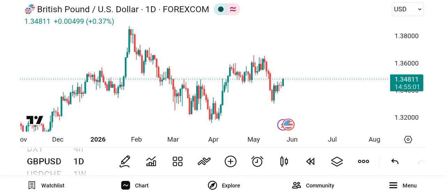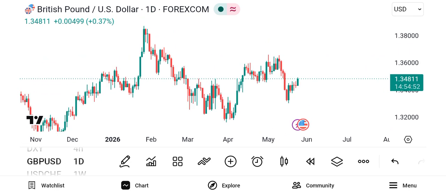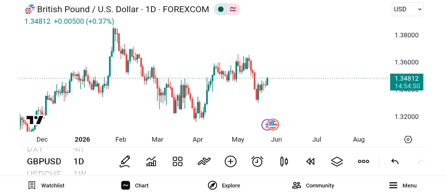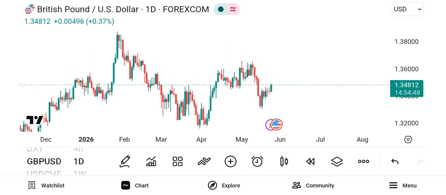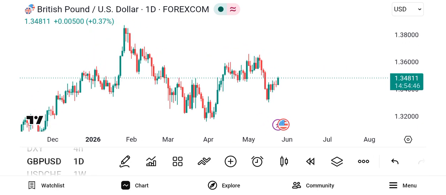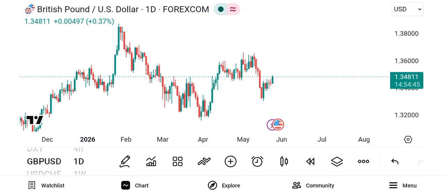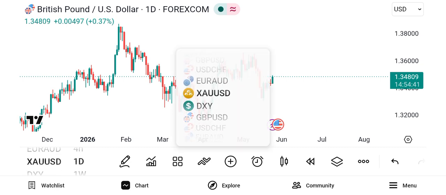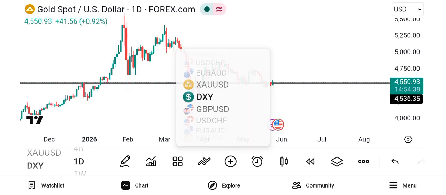Is GBPUSD bullish or bearish? A lot of things have been going on lately, and I want to know if GBPUSD is bullish or bearish based on what we are seeing here, because GBPUSD has been acting nasty for over 2 months now, and I won't blame GBPUSD. Let's quickly take a look at DXY, because DXY is the benchmark of all trade.